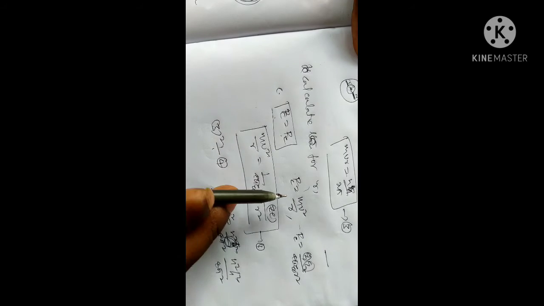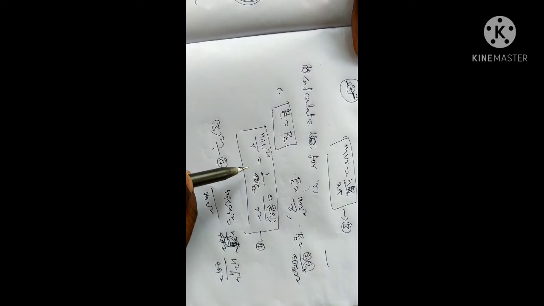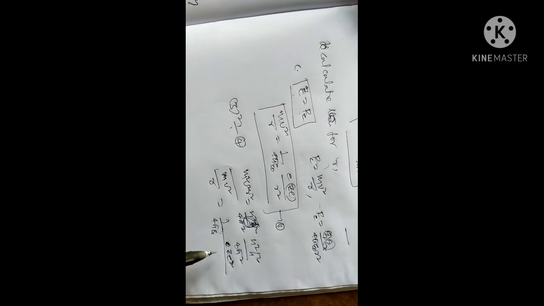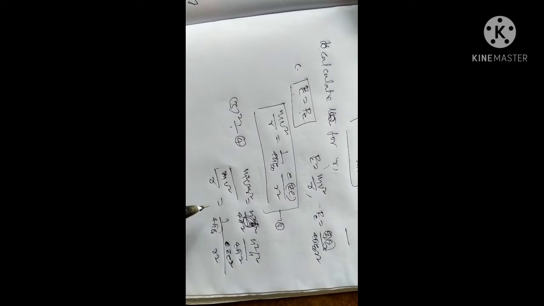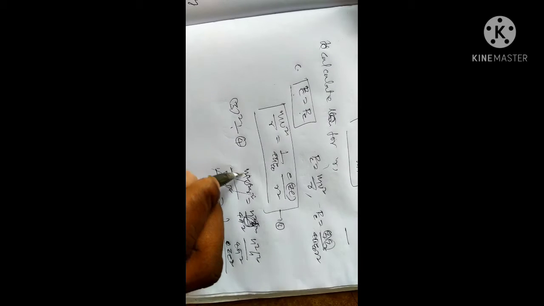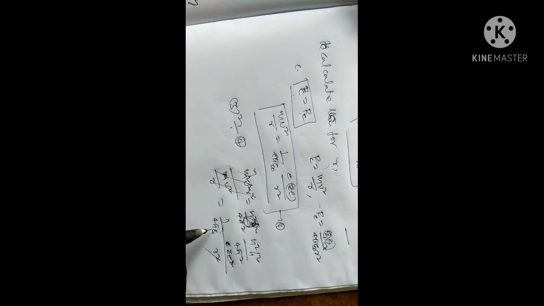This is the squaring of the third equation divided by the fourth equation: m v square by r equal to 1 by 4 pi epsilon naught, divided by z e square by r square. Here r square cancels, v square cancels, m is there, pi square and one pi is there, 4 cancels.